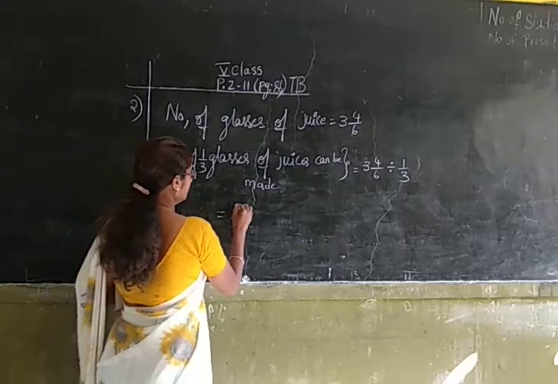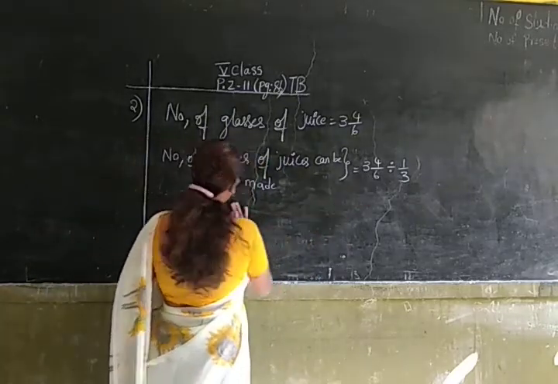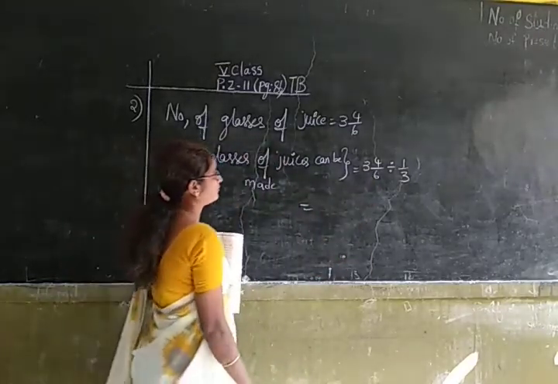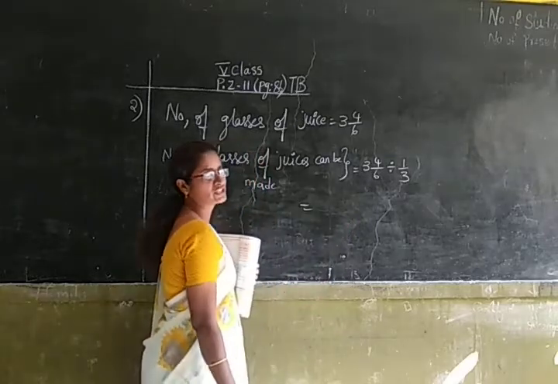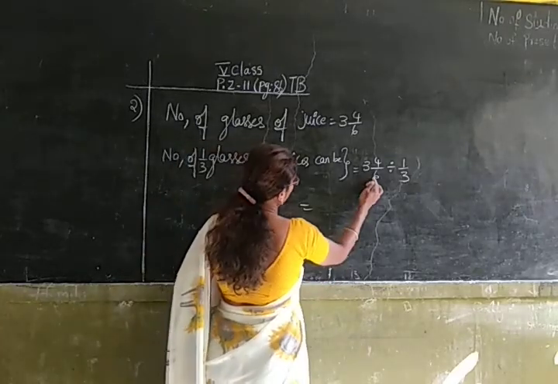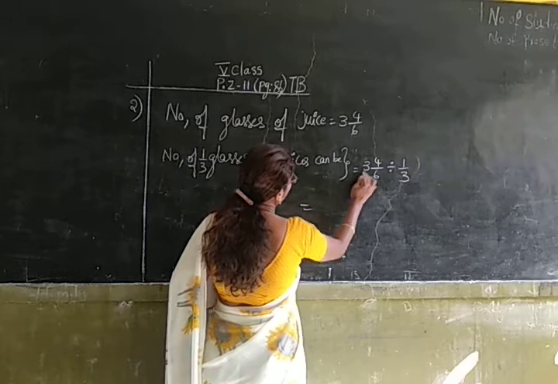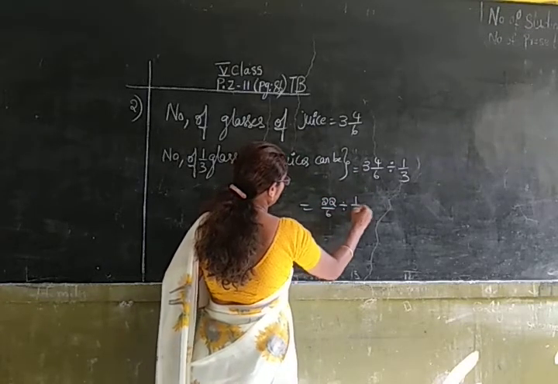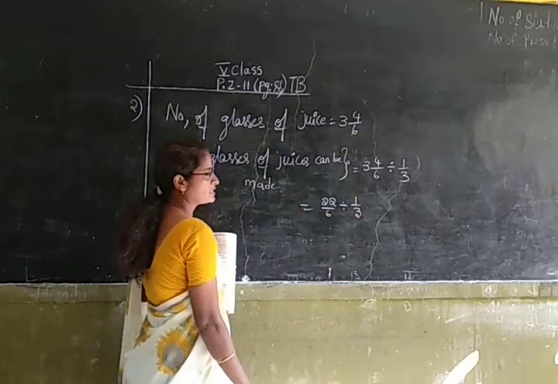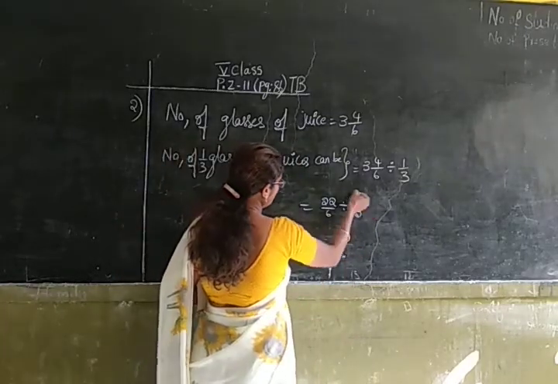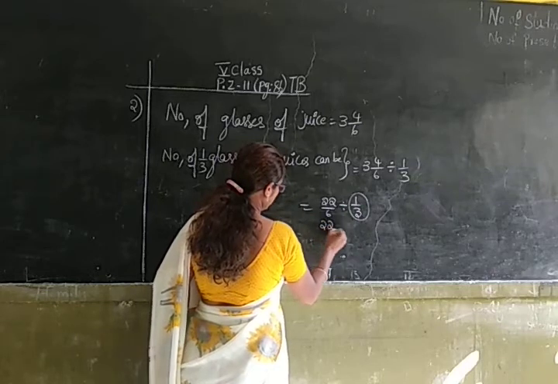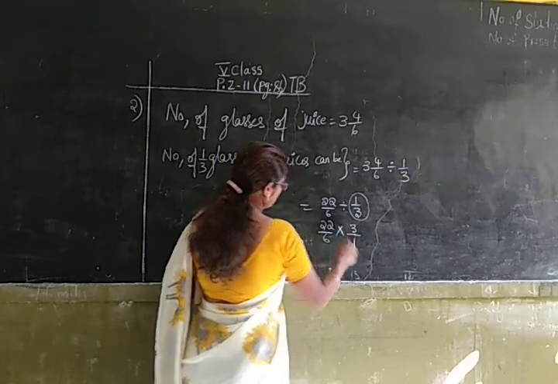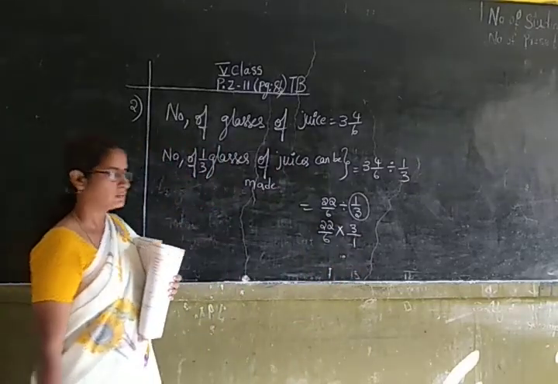So 3. First you have to change the mixed fraction into improper fraction. 6 3s are 18. 18 plus 4 is 22. 22 by 6 divided by 1 by 3. Now you have to write the reciprocal of the second fraction. 22 by 6 into 3 by 1.